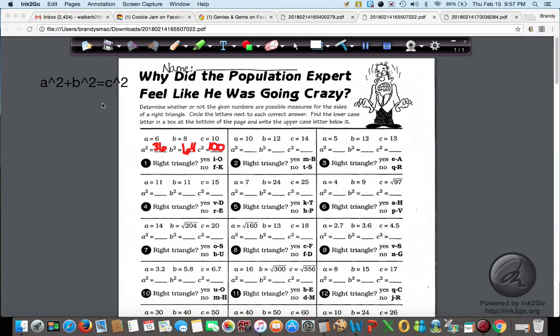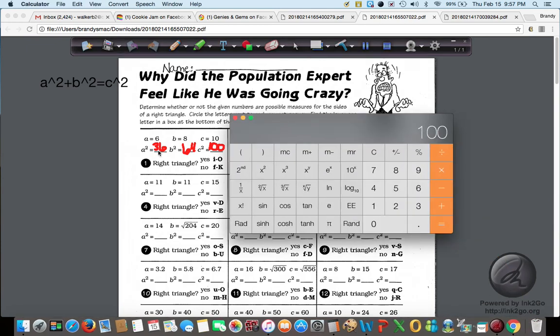Alright, now I want to know if I add, right? If you add the a squared and the b squared, you should get c squared. And if you don't, you circle no. If you do, that means that those three lengths, 6, 8, and 10, actually could be the lengths for a right triangle. So let's see what happens. Where did my calculator go? There she is. All right, so 36 plus 64 equals, yay, it's 100. So you circle yes.